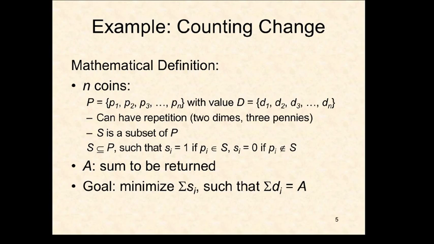So in our drawer, we've got some set P. P is our set of coins, and each coin has a denomination associated with it, and we can have repetitions. So I could say, like in P, I've got dime, dime, dime, and over in the denominations, I would have 10, 10, 10. What we want to do is make a subset of the coins that we select, S, such that if S sub j is equal to 1, or is it S sub, yeah.